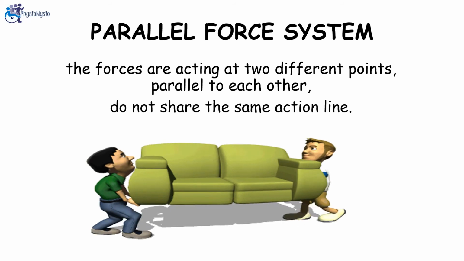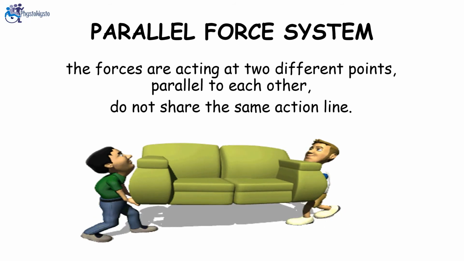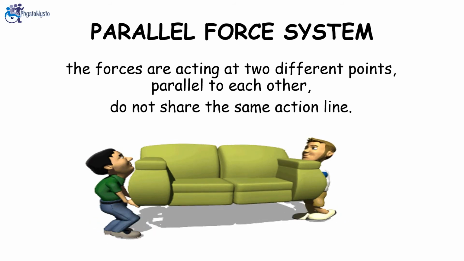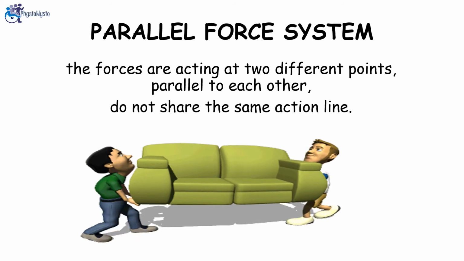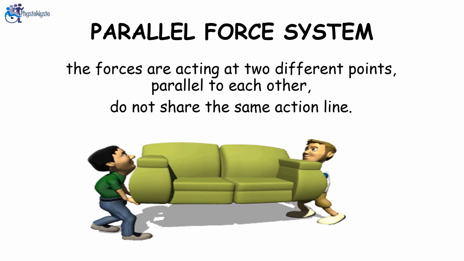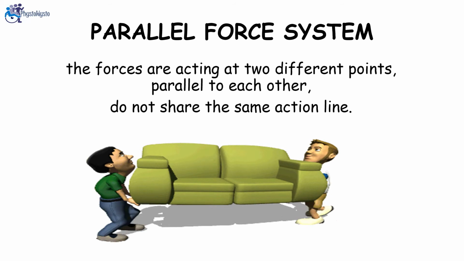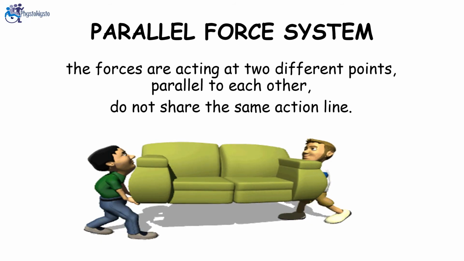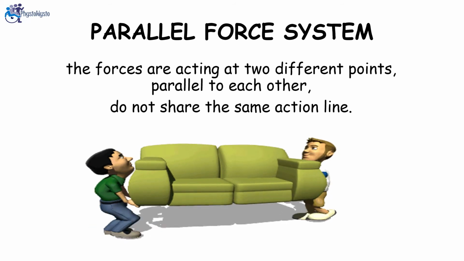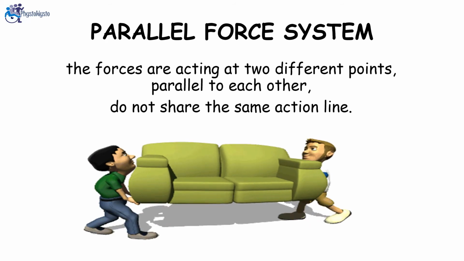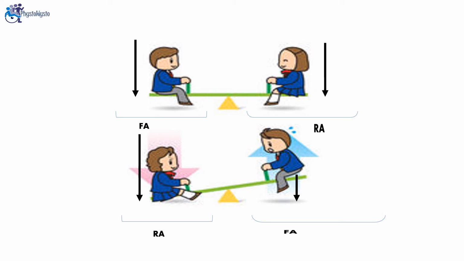same plane are parallel. Any force acting on an object at a distance from a fixed point tends to rotate the object. Forces producing clockwise rotation are arbitrarily referred to as positive, while counterclockwise forces are termed negative. A very common example of this force system is when two people lift a weight. Another example of a parallel force system is a seesaw.